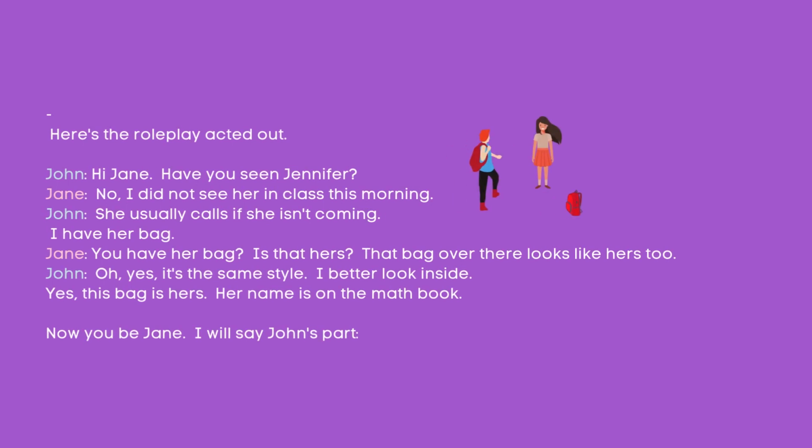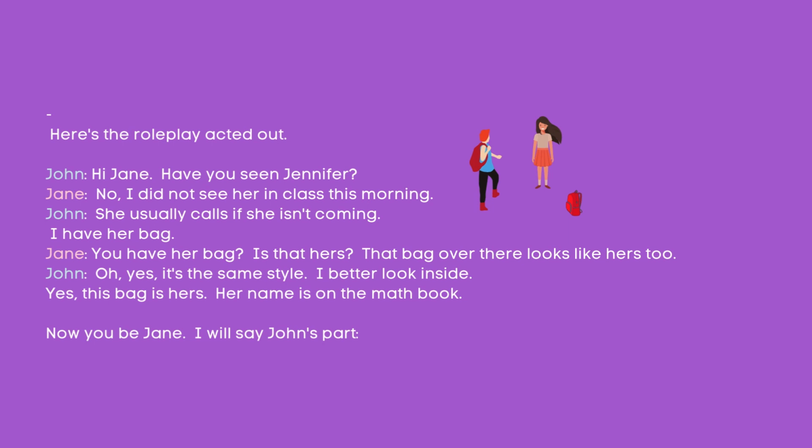Now, let's roleplay pronouns. Here's the roleplay. John: Hi Jane, have you seen Jennifer? Jane: No, I did not see her in class this morning. John: She usually calls if she isn't coming. I have her bag. Jane: You have her bag? Is that hers? That bag over there looks like hers too. John: Oh, yes, it's the same style. I better look inside. Yes, this bag is hers. Her name is on the math book.